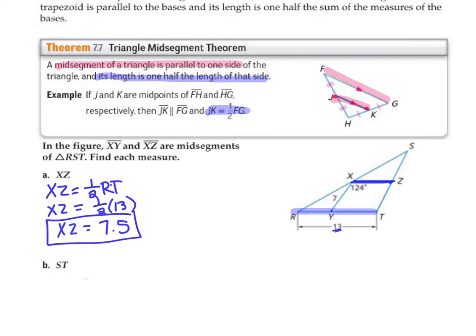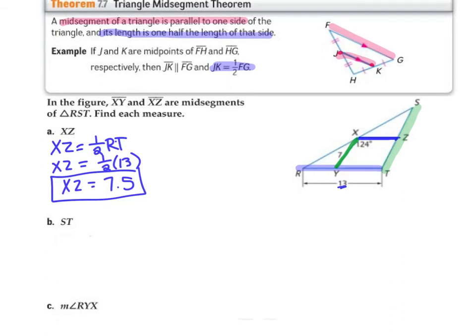Okay, looking at our next problem, we have to find the length of ST, which is this full side of our triangle right here. I know that the full length of the triangle side is going to be twice as much as the mid-segment because the mid-segment is half. So if I say my mid-segment XY equals half of ST, okay, plug in the information I know, 1/2 ST, okay, we're multiplying by our reciprocal right here.